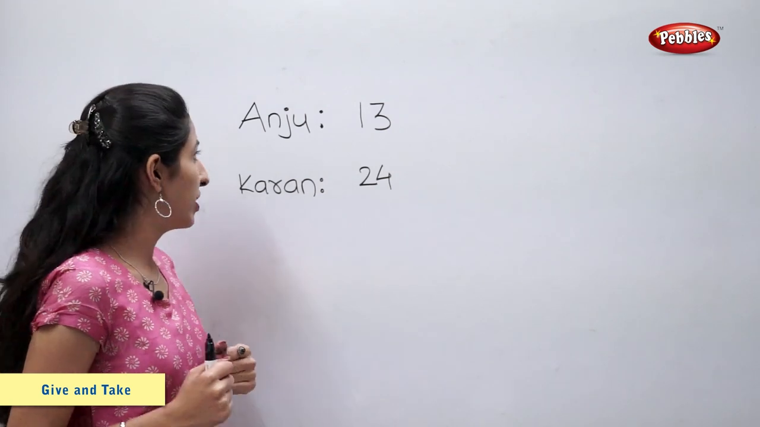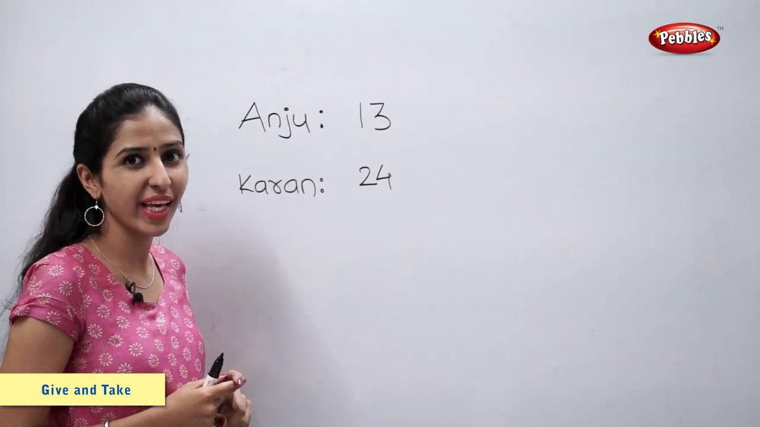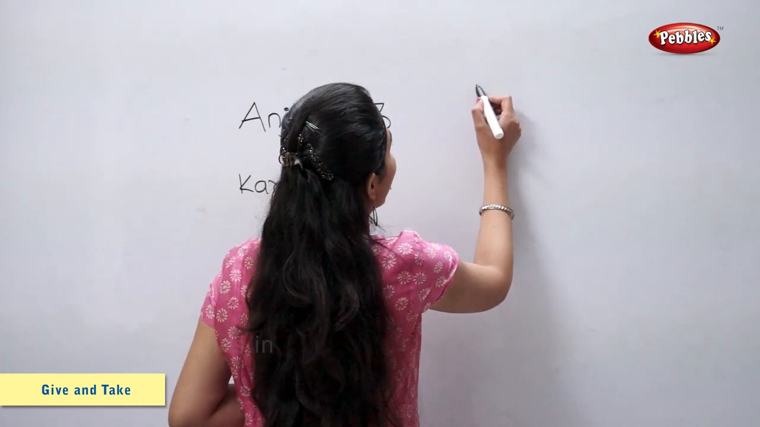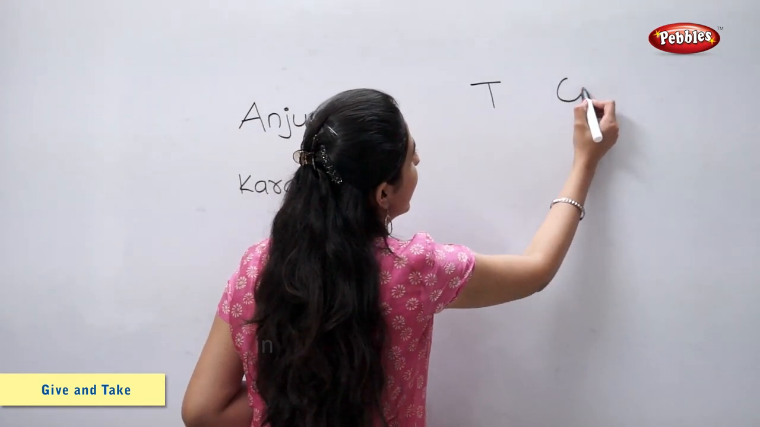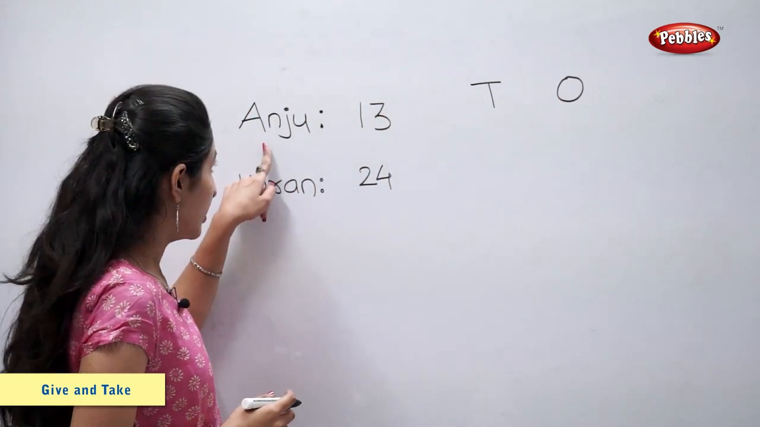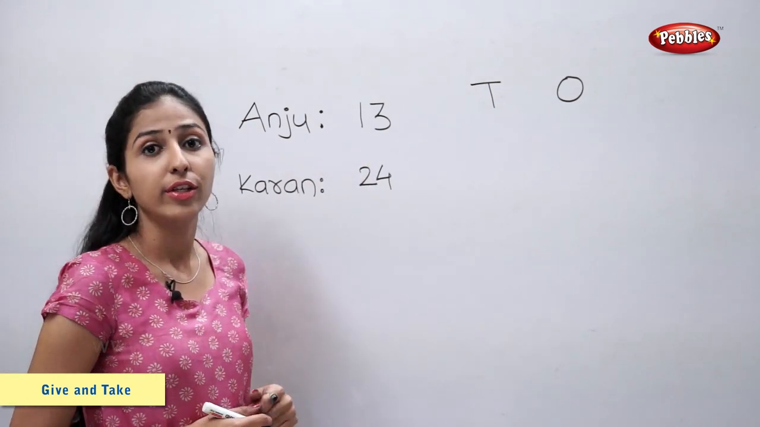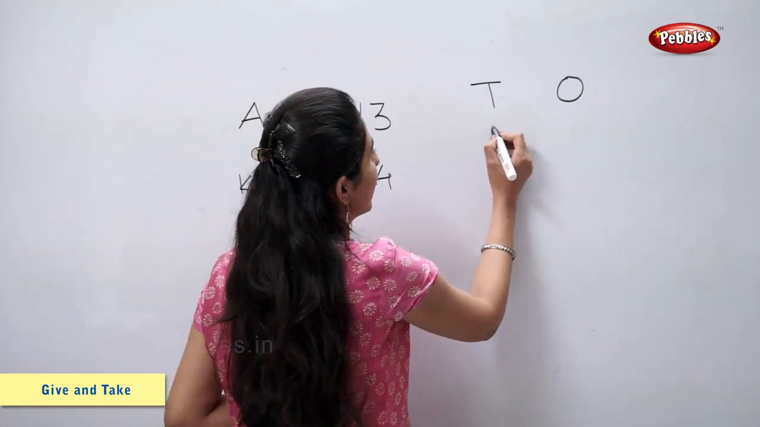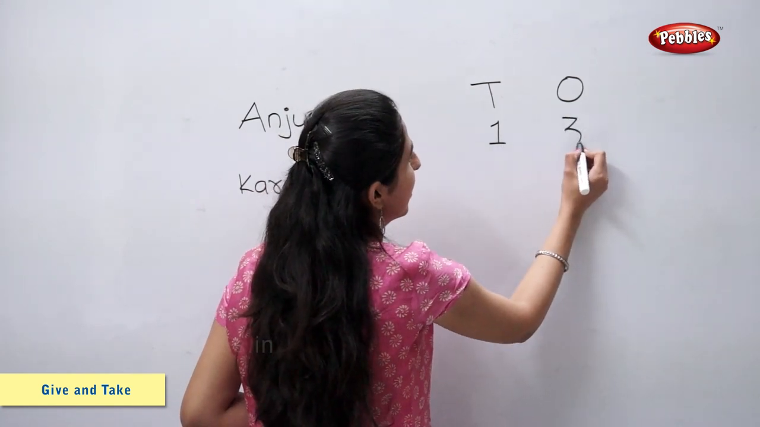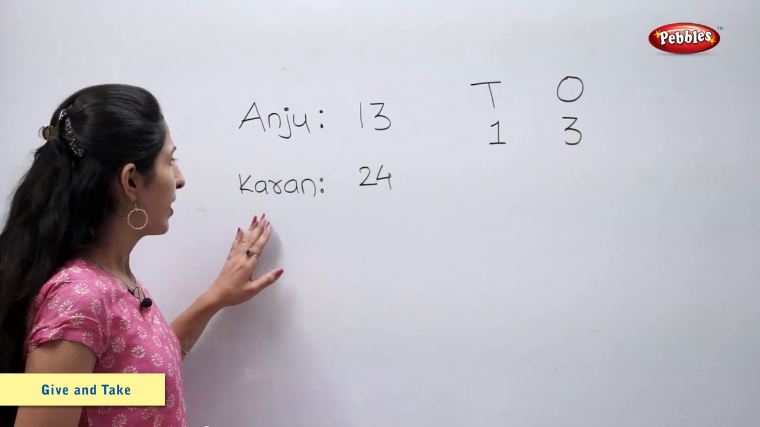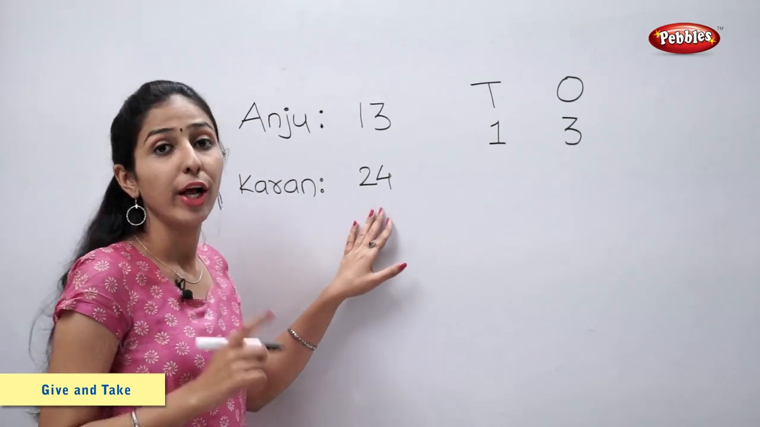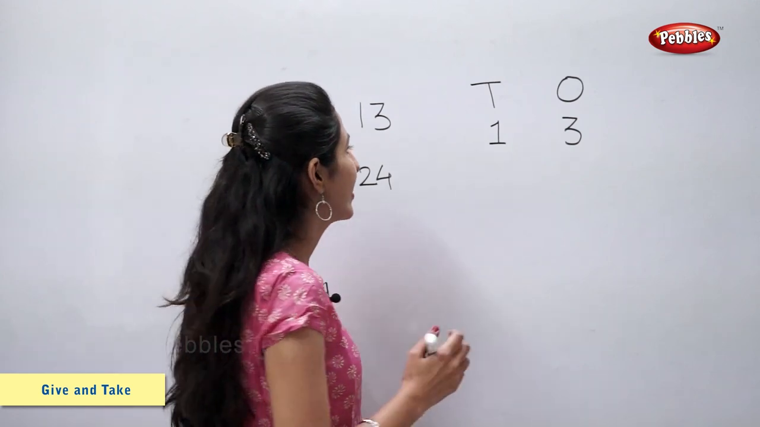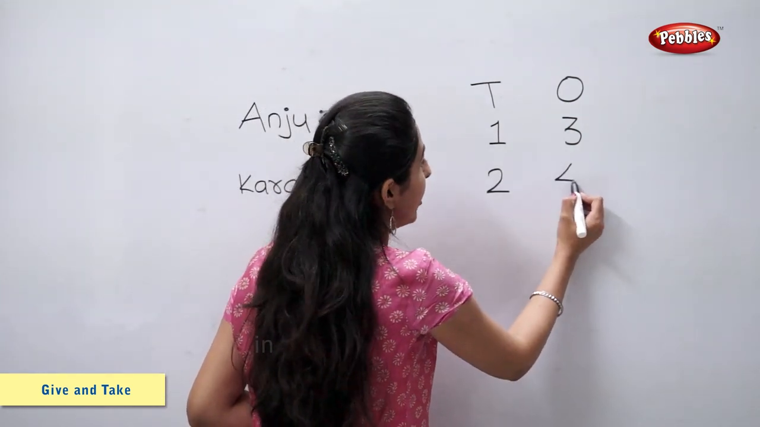Let us find how many pearls Anju and Karan are having together. Let us find this in tens and ones form. Tens, ones. Anju has 13 pearls. So, 13 means 1 tens and 3 ones. Karan is having 24 pearls. 24 is equal to 2 tens and 4 ones.